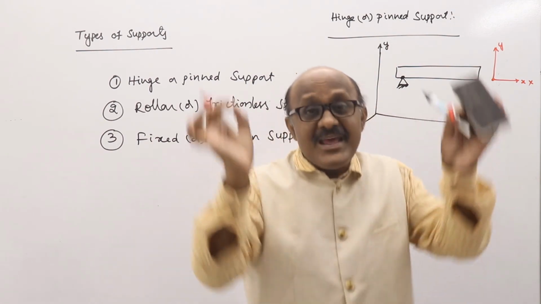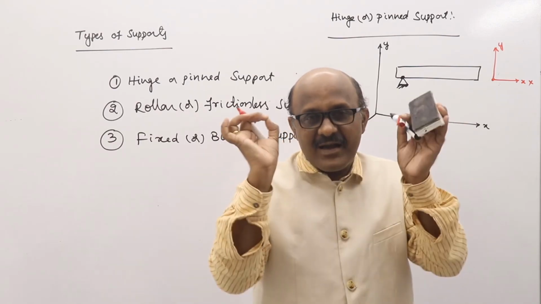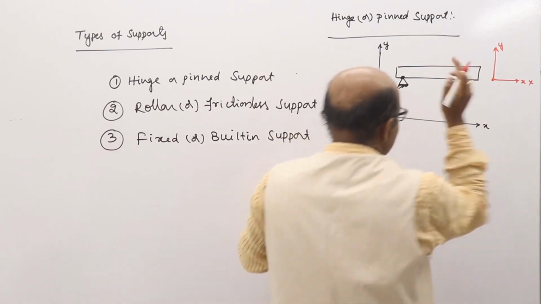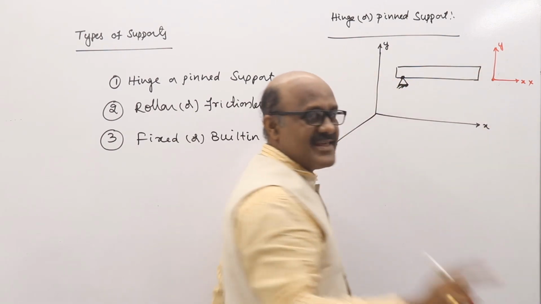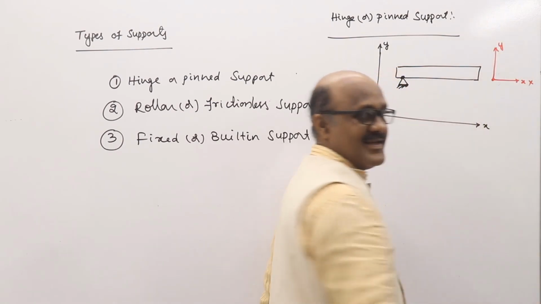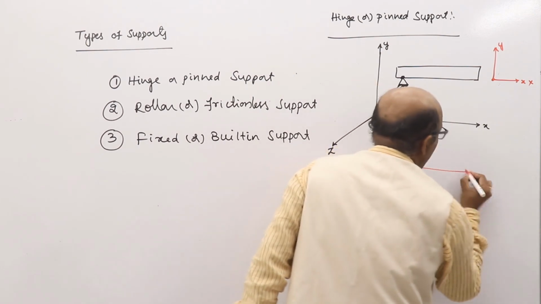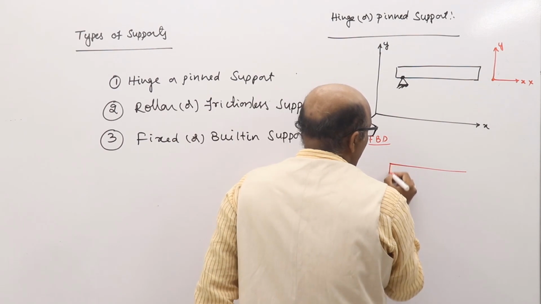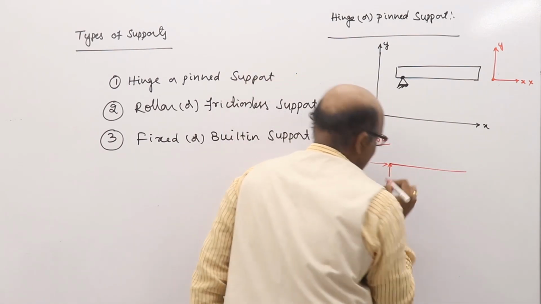Whenever motion is prevented, only at that time reactions are developed. Otherwise, there are no reactions. See here, my dear student, motion is prevented in the x direction, so there is one reaction in the x direction. Motion is prevented in the y direction, so there is one reaction in the y direction. Now, I am drawing the free body diagram. Here motion is prevented in the y direction and in the x direction.